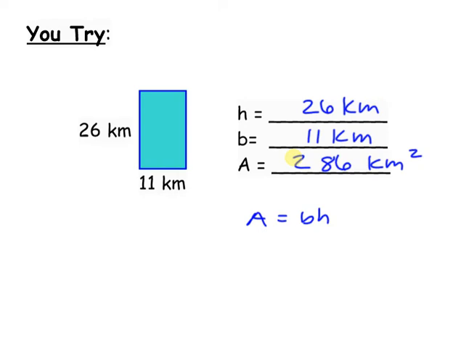Okay, pause the video if you're not ready for this answer yet. This one is 286 kilometers squared. Again, you have a rectangle here, and so its area equals base times height. So when you multiply 26 by 11, you should get 286. Kilometers times kilometers is kilometers squared.